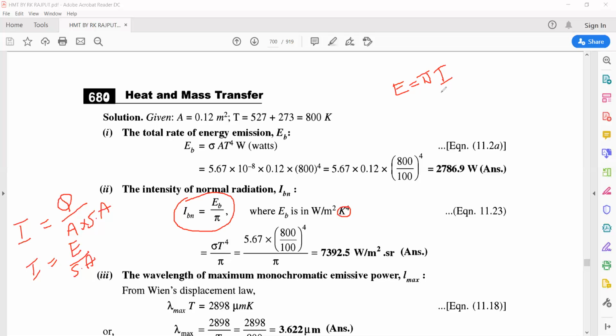So you'll get the intensity of radiation equals E divided by pi. After calculation, you'll get the value as 7392.5 watt per meter square per steradian, that is watt per meter square per unit solid angle. What is the unit of solid angle? It is steradian, in short written as sr. I hope this is clear.